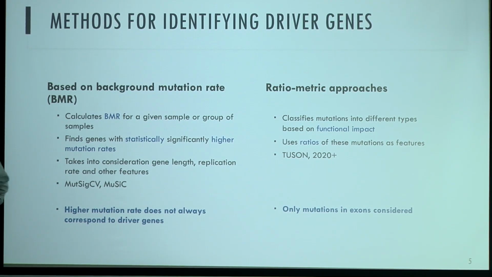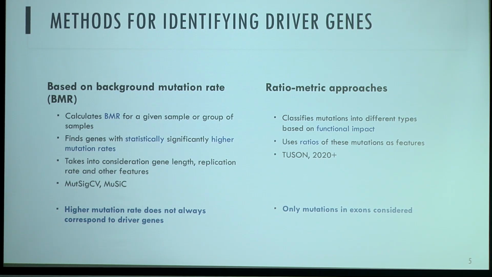With it, the methods for identifying driver genes can be broadly bifurcated into two. One set of methods based on what is known as background mutation rate. So essentially a statistical method. You just count the number of samples in which a particular mutation occurs. So if it is significantly higher than a particular threshold, it's a very oft repeated mutation. So you want to then conclude that it's a driver mutation.